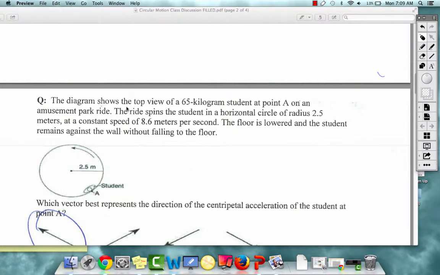Second question: the diagram shows the top view of a 65-kilogram student at point A on an amusement park ride. The ride spins the student in a horizontal circle of radius 2.5 meters at a constant speed of 8.6 meters per second. The floor is lowered and the student remains against the wall without falling to the floor. So basically it's one of these rides that just spins you around pretty fast. What vector represents the direction of the centripetal acceleration of the student at point A? And here's the student at point A. Well, don't think too hard. The acceleration is always pointed towards the center of the circle.